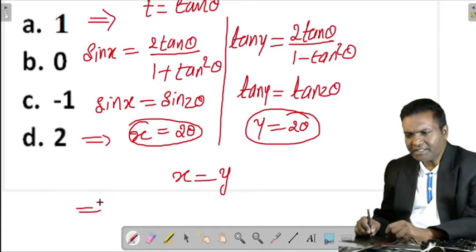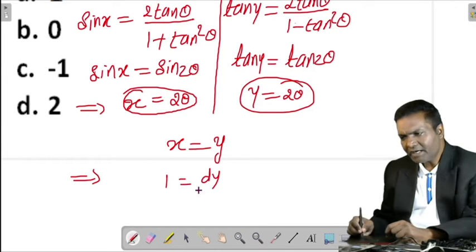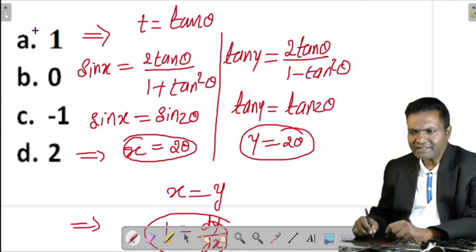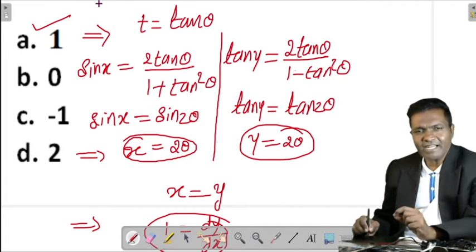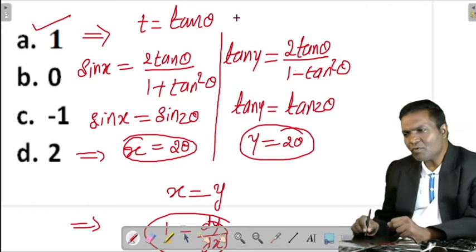Now if we differentiate this with respect to x, what will we get? This implies 1 equals dy by dx. So derivative is 1. So option A is the correct one. Easy. The only thing is that you need to know the correct substitution. So let's move on to next.